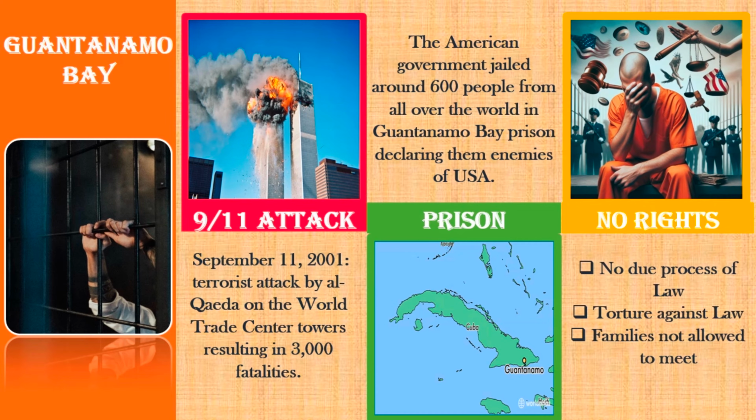This prison became very controversial because of the way it handled the detainees. At Guantanamo, prisoners were denied basic rights, such as a fair trial. Some faced torture, and their families were not allowed to visit them. This treatment raised serious questions about human rights and justice.